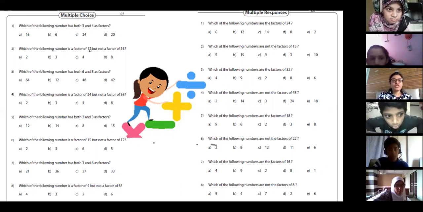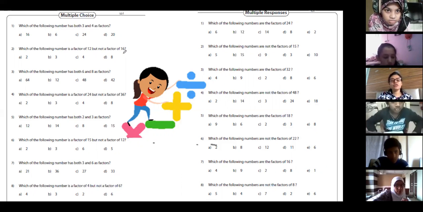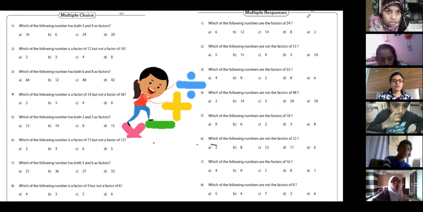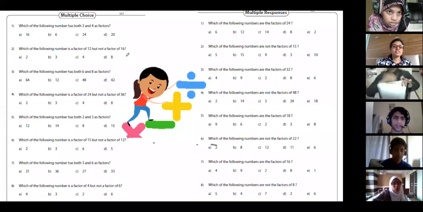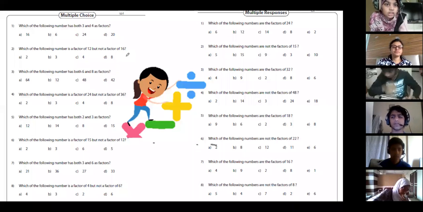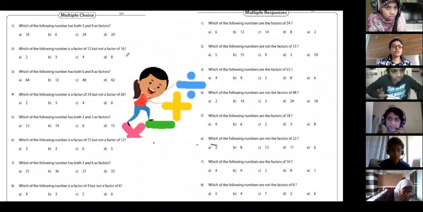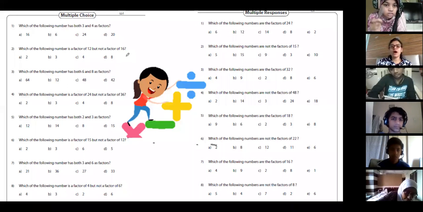Which of the following numbers is a factor of 12 but not a factor of 16? Ahmad? The answer is 3, because 2, 4 and 8 are all factors of 16.